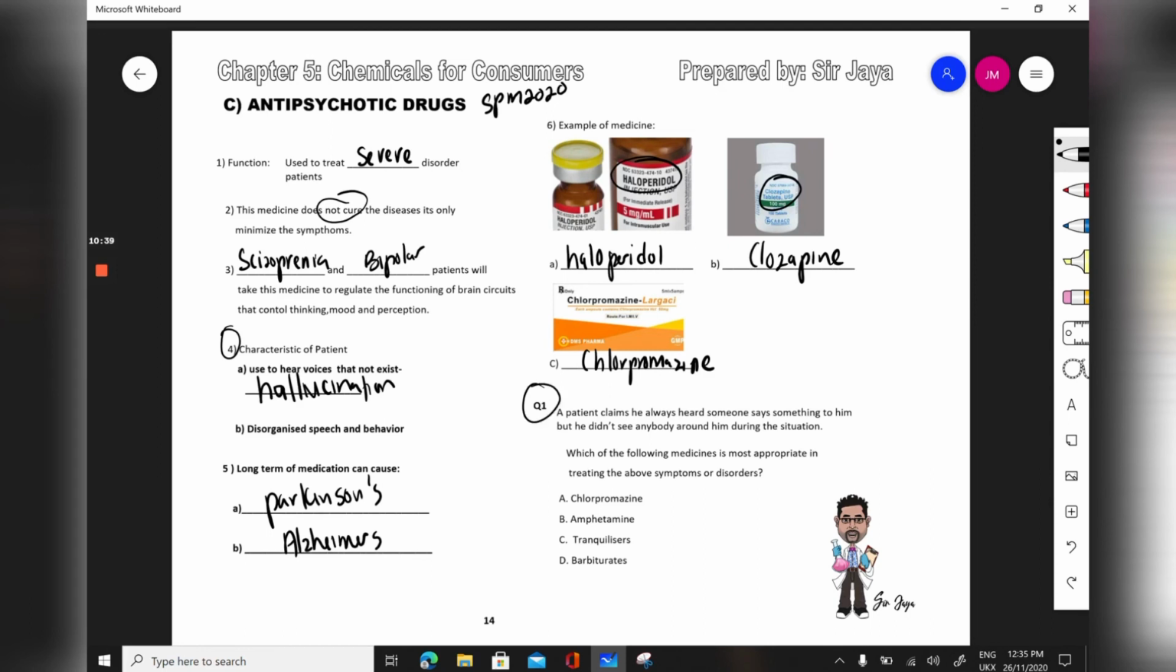And we try to check the last question. A patient claims he always hears someone say something but he did not see anybody around him during the situation, and this situation is known as hallucination. And the appropriate medicine for treating the above symptom is clozapine. Okay, and that's all under modern medicine.